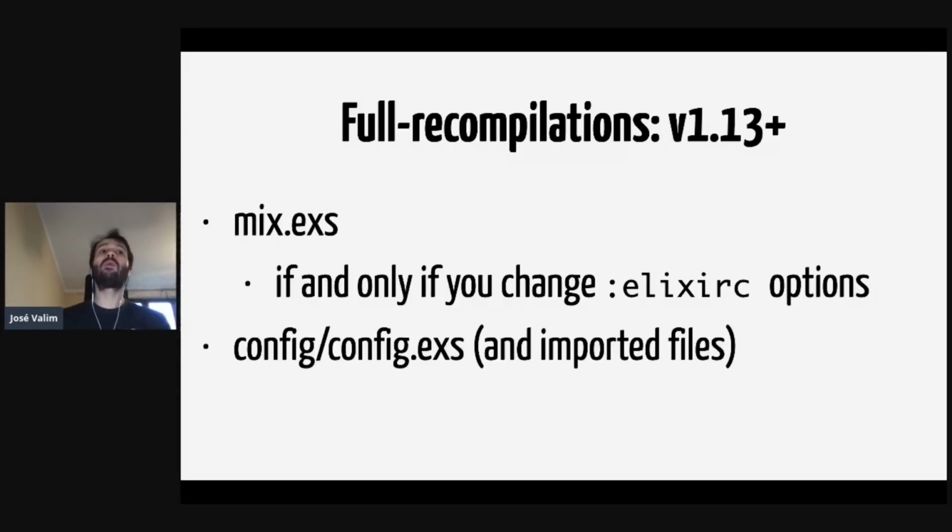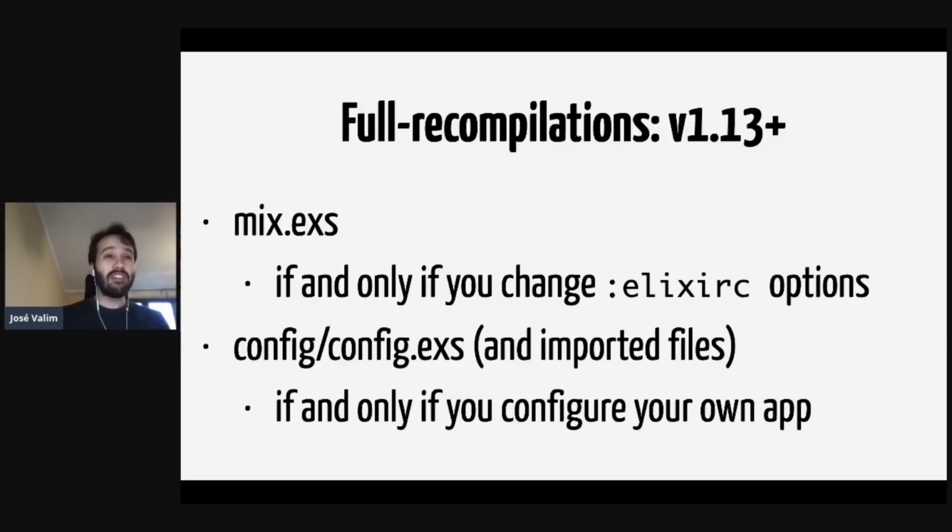And we are going to do a full compilation as well if you change your config.exs, but if and only if you are configuring your own application. If you're configuring any other application, it's no longer going to trigger a recompilation. So moving to Elixir 1.13 is going to reduce the amount of recompilations as you work and as you switch branches considerably, okay?